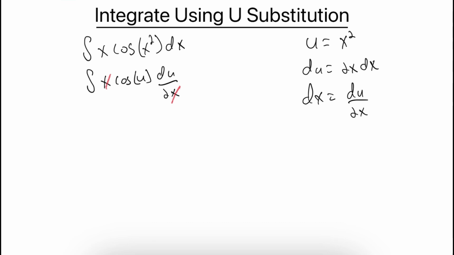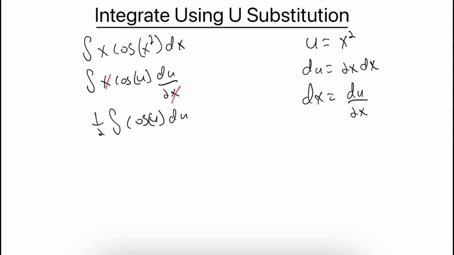So here our x's are going to cancel. We're going to move our 2 out front, or 1/2 out front. So we have 1/2 the integral of cosine u du.